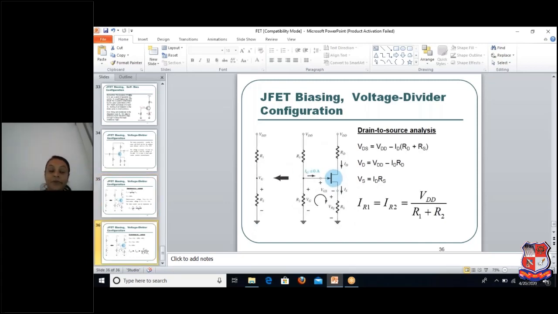Now what happens in drain to source analysis? In drain to source analysis we can take the VDS. What is VDS? VDS is a closed path for the output, which is VDD minus ID, and same thing for the BJT. In BJT we can take the RC plus RE. Same thing here, we put RD plus RS and put the value of VS. Now IR1 equal to IR2, which is VDD upon R1 plus R2. Okay, understand up to here for the JFET characteristics.